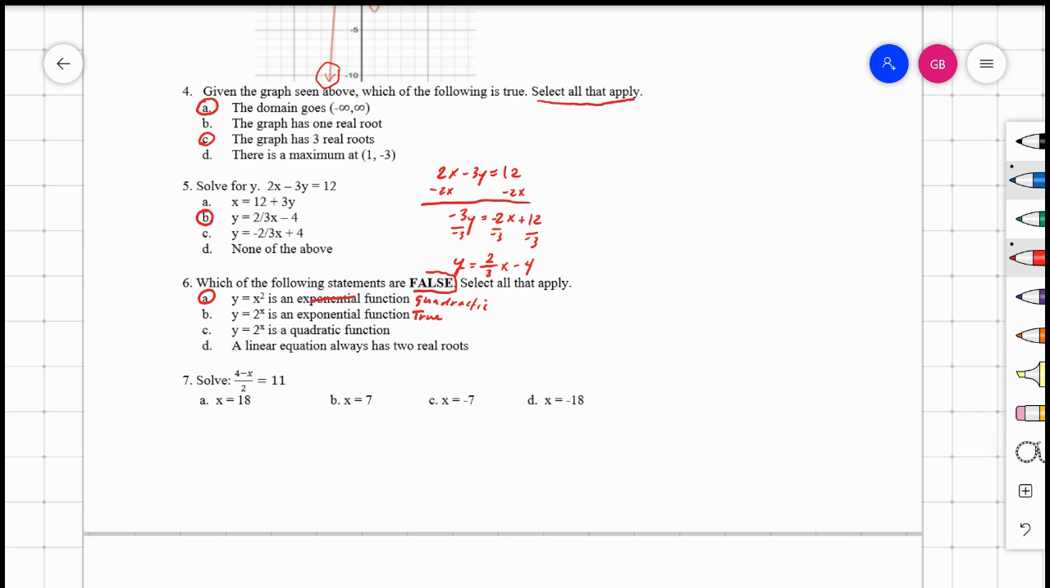Remember, we want only the false. y is equal to 2 to the x is a quadratic function. That's the false one. Remember, that's an exponential, like in option B. D, a linear equation always has 2 real roots. Linear. So if you graph a line, doesn't matter how you graph it, it would only intercept the x-axis one time. Okay, so that's going to be false as well.